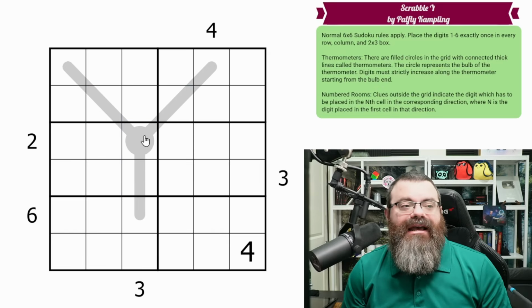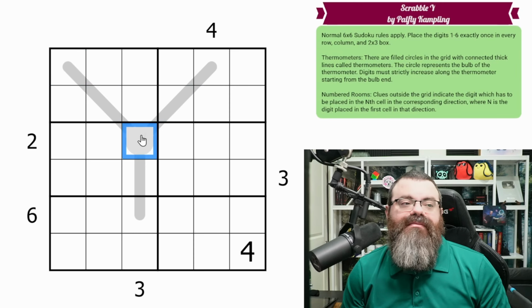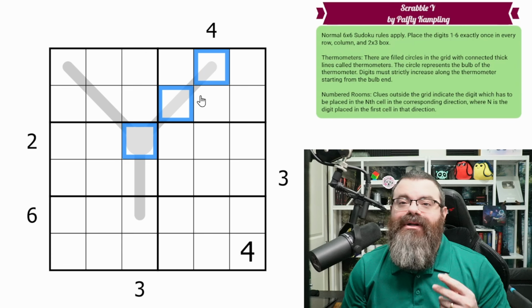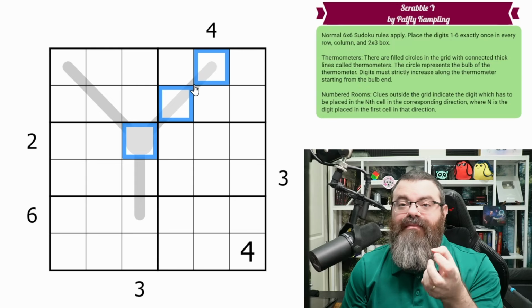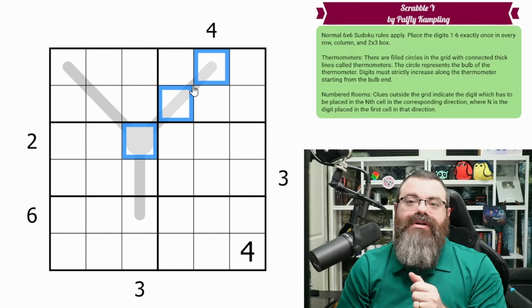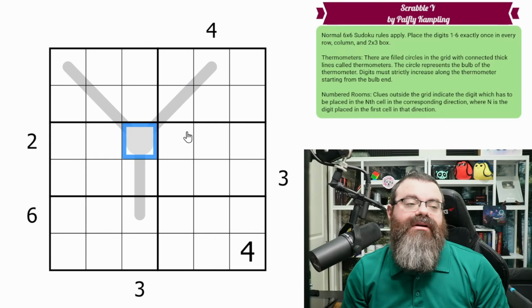So the thermometers have a circle, which represents the bulb of the thermometer, and then a line coming out of the bulb. Now, if you think about one of those mercury thermometers, it's got the bulb and it's got the stick coming out of it. Lower temperatures are towards the bulb. So lower numbers are towards the bulb here.